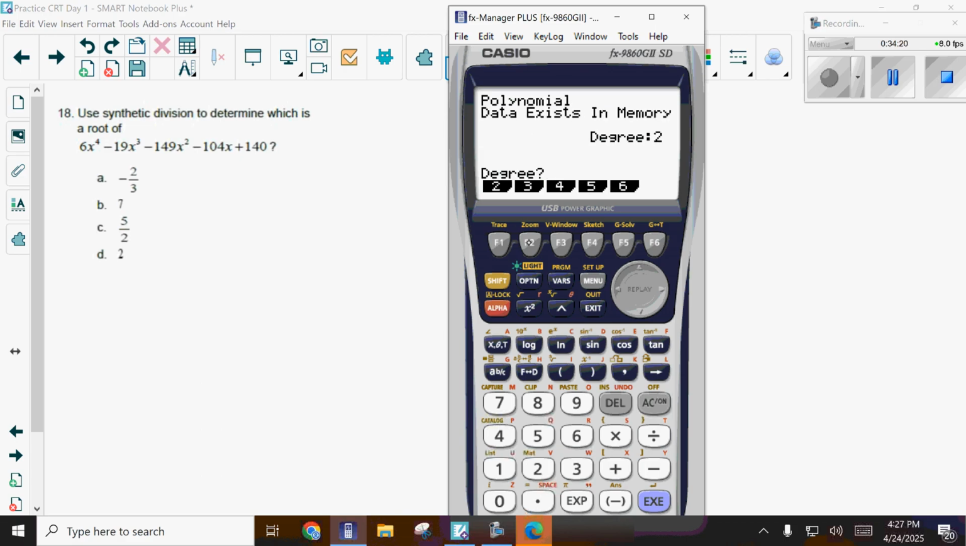So I just go into my polynomial solver. This is x to the 4th, so I hit F3. And I'm going to enter in problem 6. This could have up to 4 answers. So minus 19. Minus 149.